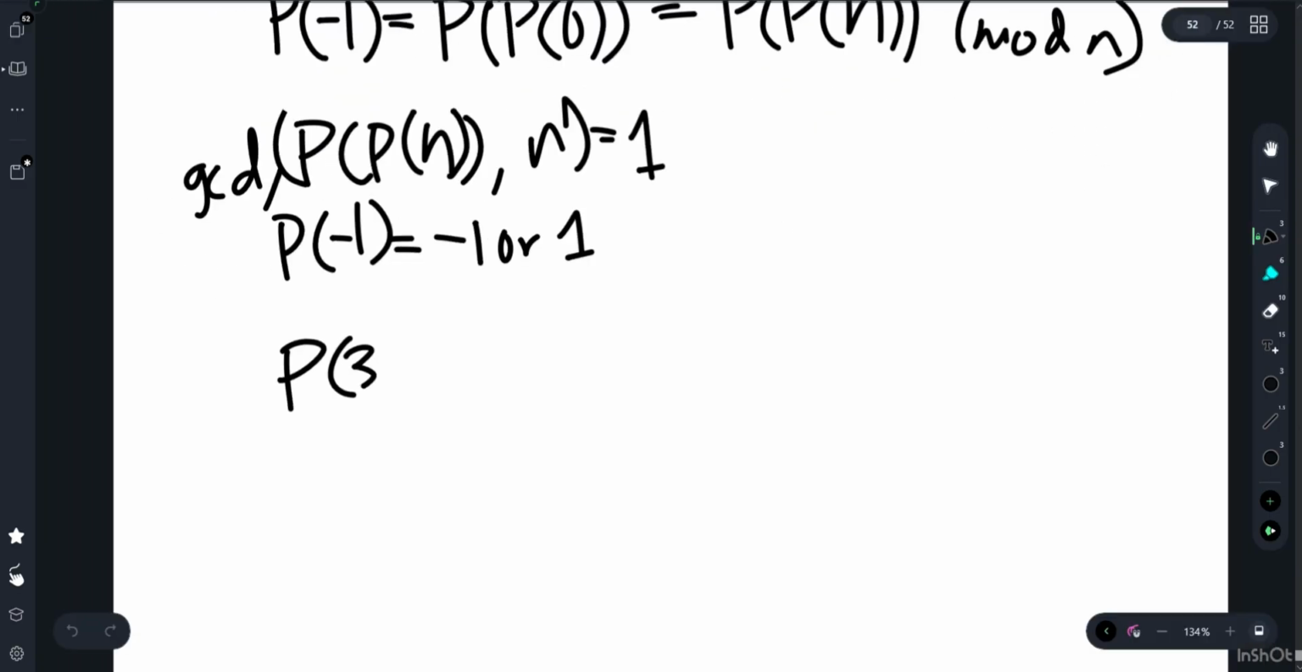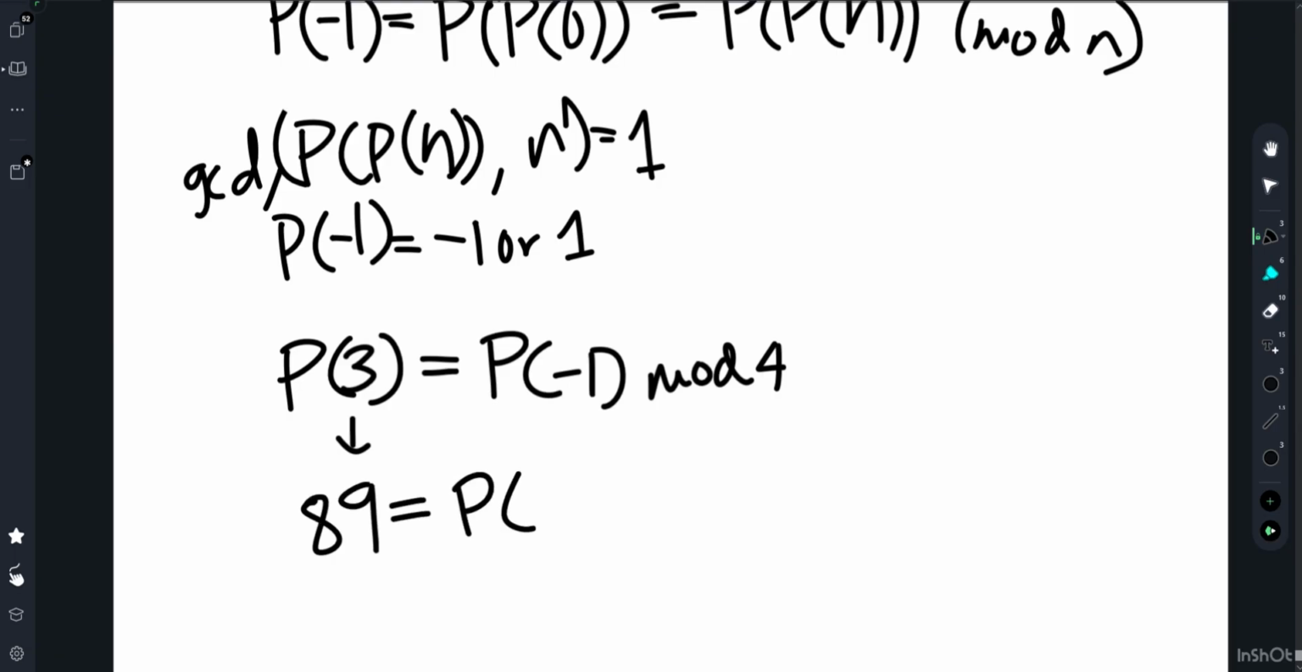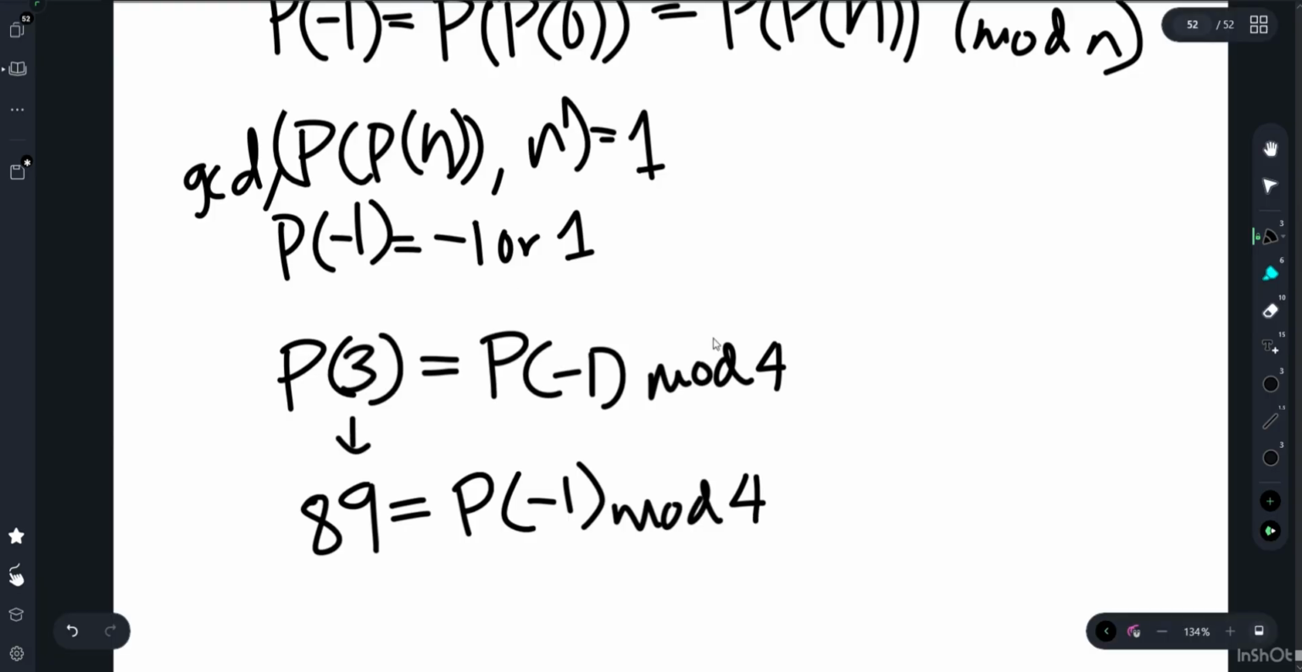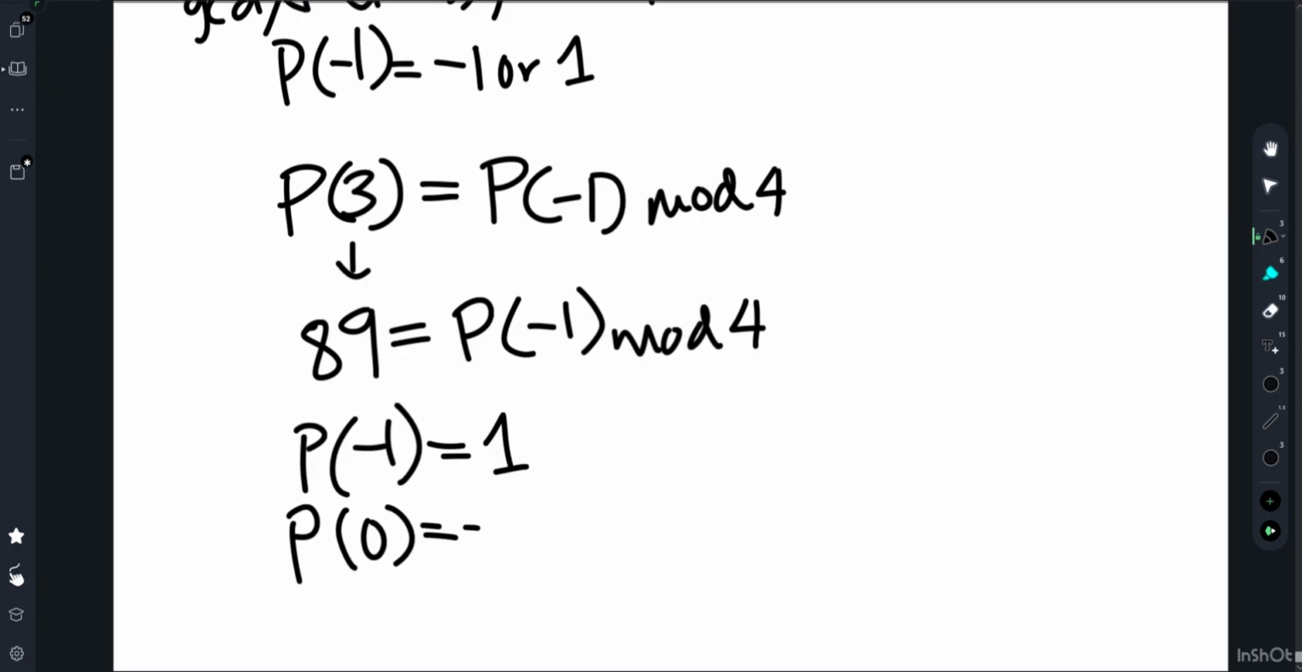So, well, we know that p of 3 is equal to p of negative 1 mod 4. And so 89 is equal to p of negative 1 mod 4. And so now logically, p of negative 1 is equal to 1, as 88 is a multiple of 4. So now we know that p of negative 1 is equal to 1, p of 0 is equal to negative 1, and p of 3 is equal to 89.